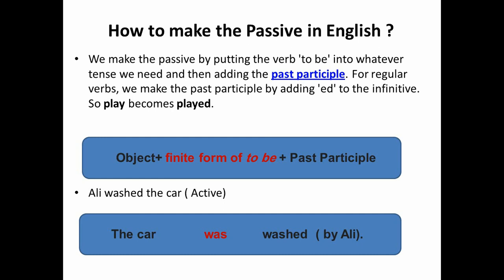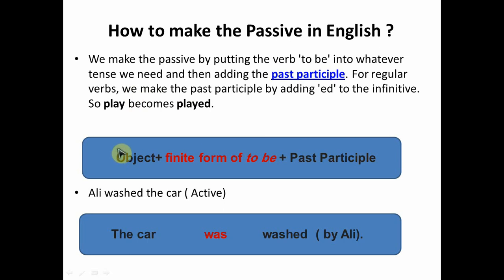Now let's know how to make the passive in English. We make the passive by putting the verb to be into whatever tense you need and then adding the past participle. For regular verbs, we make the past participle by adding ed to the infinitive. So, for example, the verb play becomes played. The verb watch becomes watched. So for regular verbs, I just add ed to the verb to make it a past participle form. But for irregular verbs, I have to memorize them. I have to learn them individually because they are different from the regular verbs.